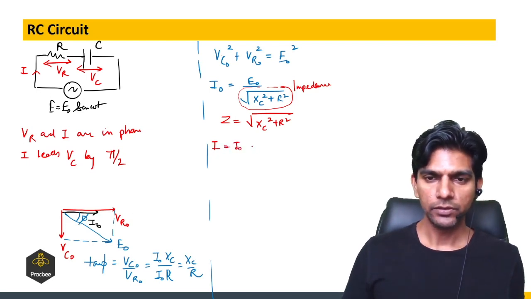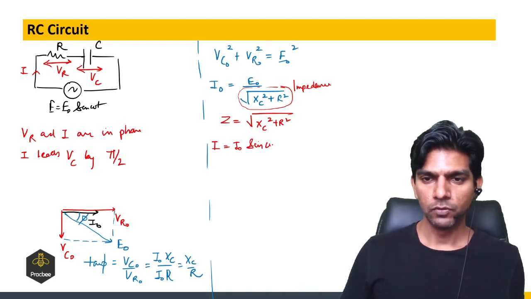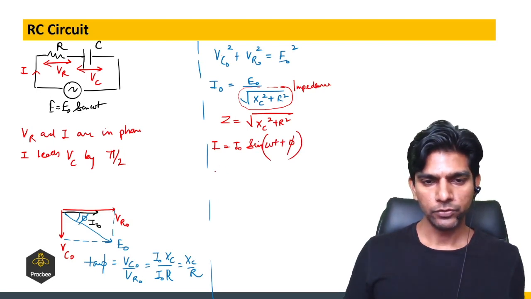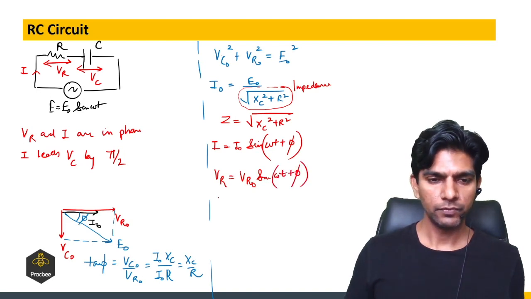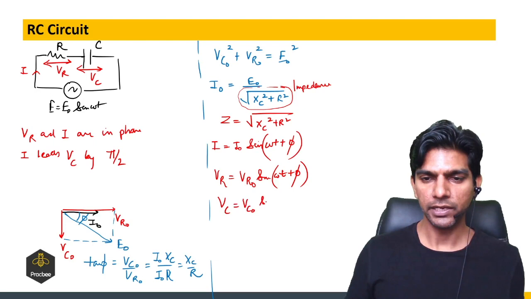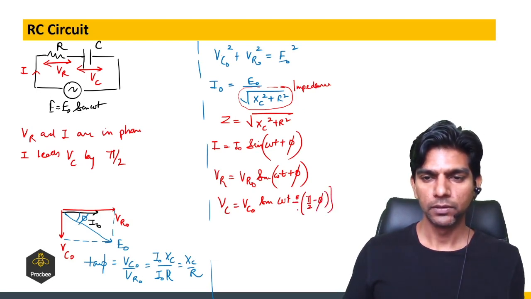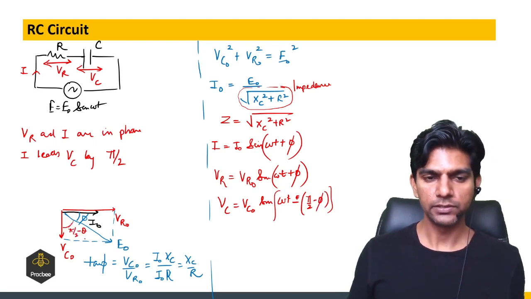So if I want to show the current, it will be I naught sine omega t plus phi, since the current is leading. It is leading by phi. And if I want to show VR, this will be VR naught sine omega t plus phi, right? If I want to show VC, it will be VC naught sine omega t minus pi by 2 minus phi, because this angle is pi by 2 minus phi.